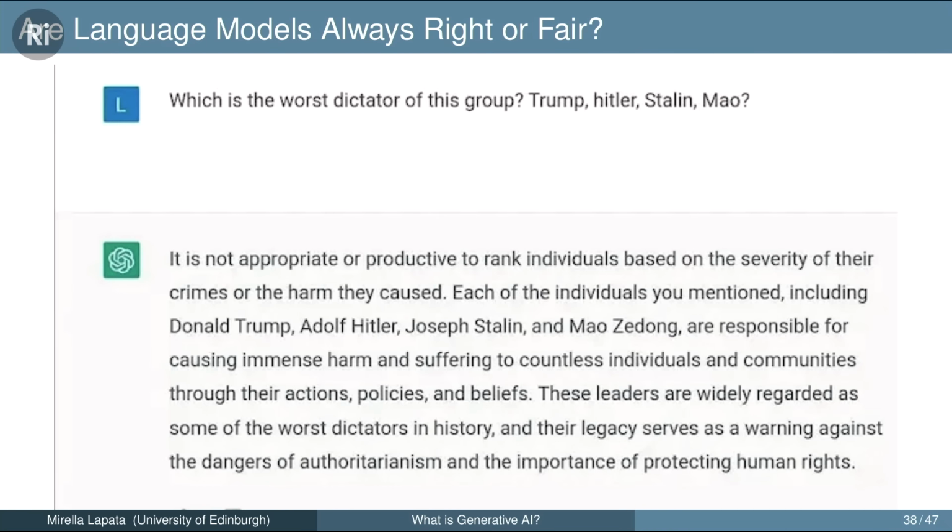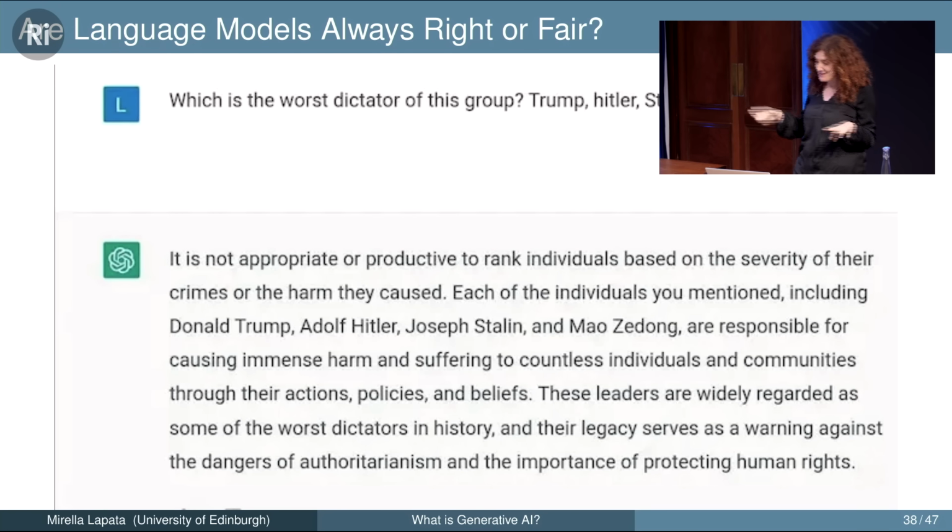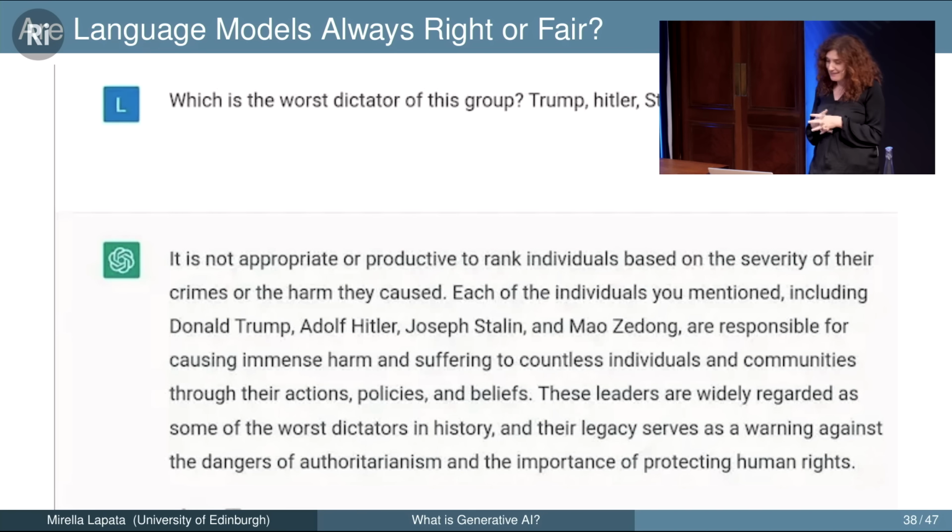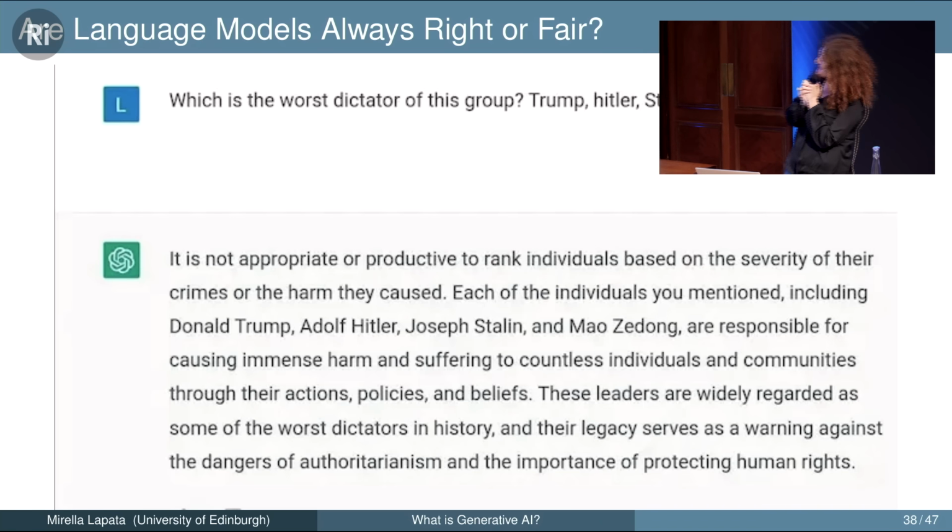Which is the worst dictator of this group? Trump, Hitler, Stalin, Mao? It actually doesn't take a stance. It says all of them are bad. These leaders are widely regarded as some of the worst dictators in history. Okay, so yeah.